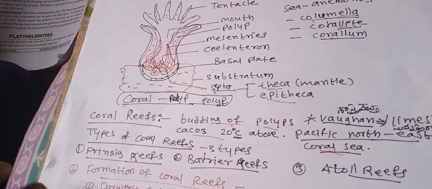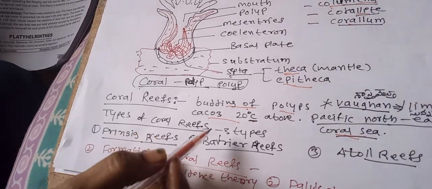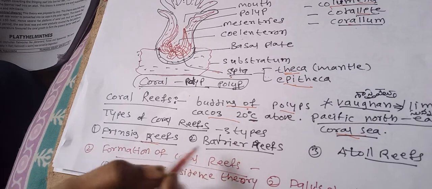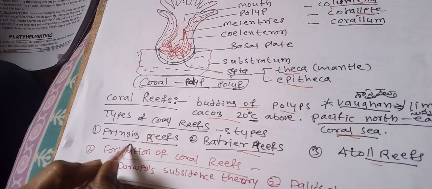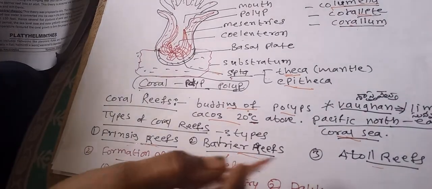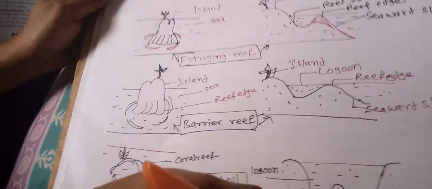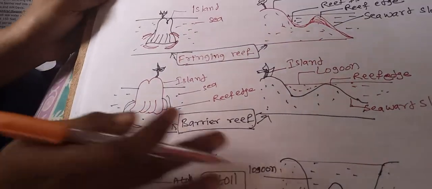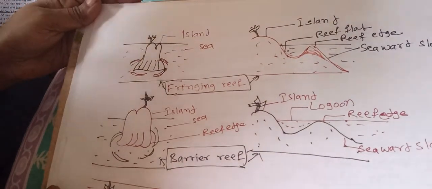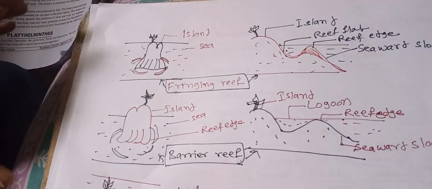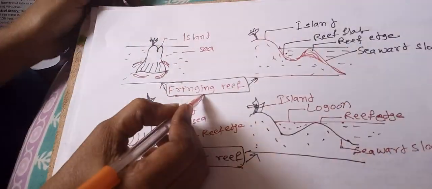The types of coral reefs. There are three types: fringing reefs, barrier reefs, and atoll reefs. Very important: fringing reefs, barrier reefs, atoll reefs. Okay, I explain the three types of reefs. First you see the diagram, right? Okay, so the first one, fringing reefs.